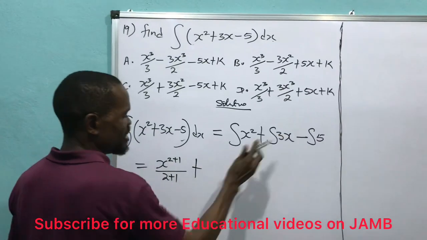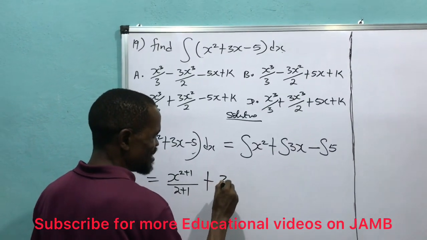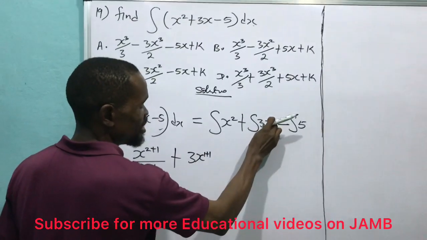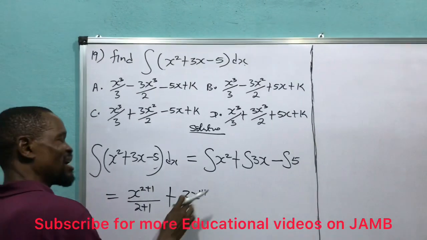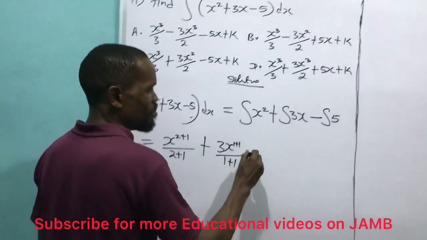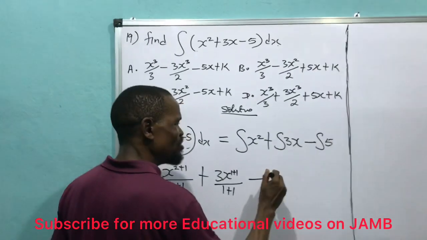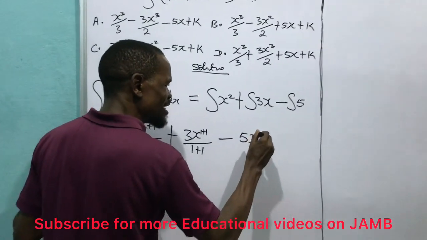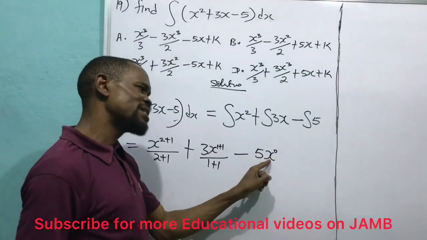Plus, integrating this term will give me 3 raised to power x plus 1, divided by 1 plus 1. This term is already raised to power 1, adding one more on it, I have 1 plus 1. Then minus, integrating this term, you know it already has x raised to power 0. X raised to power 0 is 1.